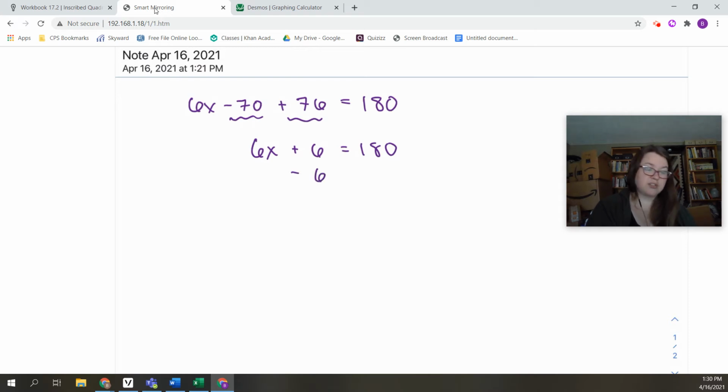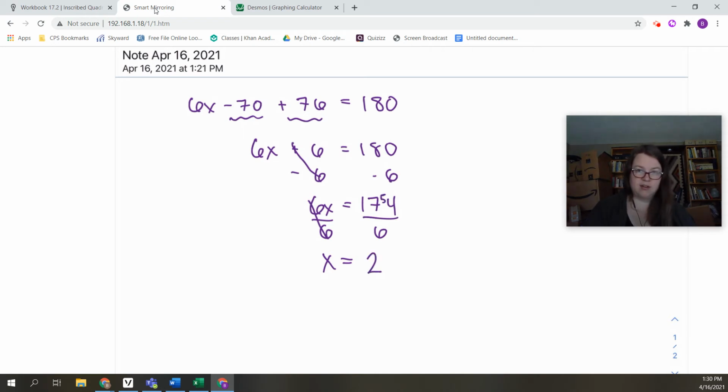So then we're going to just solve by subtracting 6 from both sides so that those will cancel. 6x is equal to 174. Then divide by 6. And then x, so 6 goes into 17 twice. And then we would have 5 left over. And then 6 goes into 54 9 times. So x would equal 29.